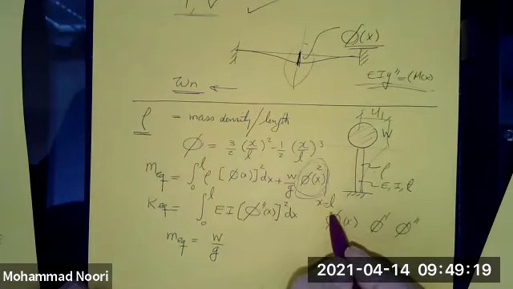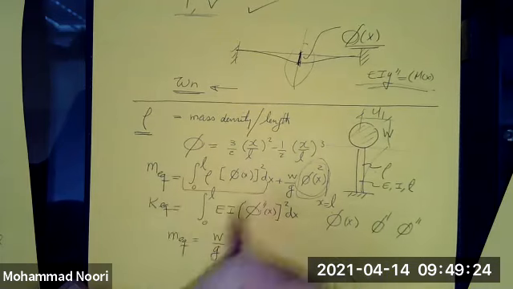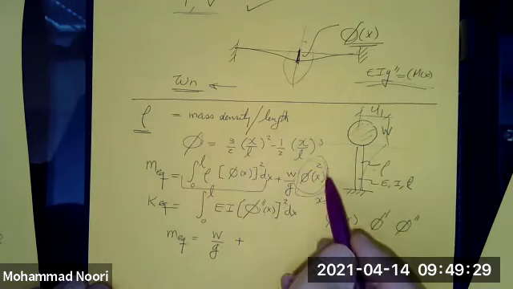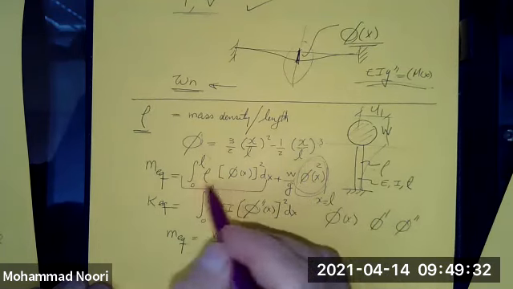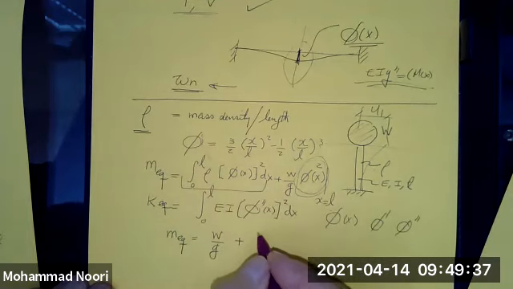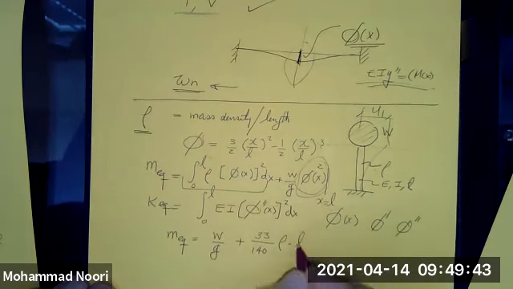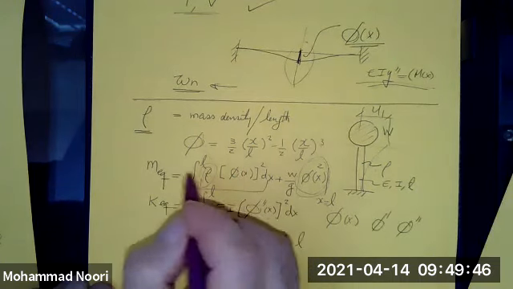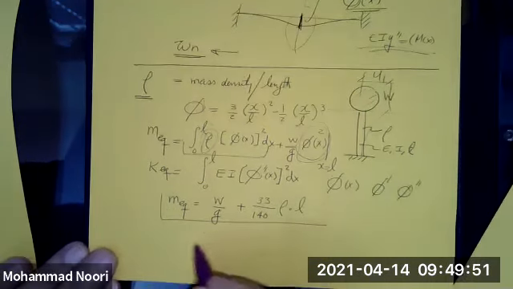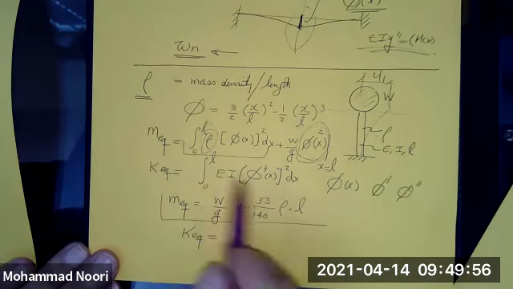this evaluated at x equal to L would be just one, plus if you perform this integral, that means square this whole thing and then take the integral, evaluate it from 0 to L, you see the outcome would be 33 over 140 rho times L. Rho is a constant value, so it comes out of the integral, okay? So this is the mass equivalent, and K equivalent would be just outcome of this integration.